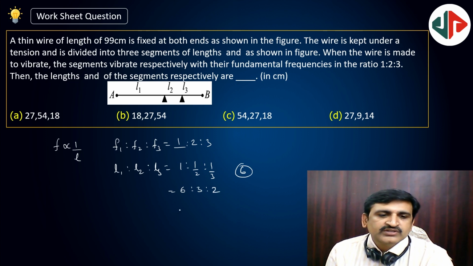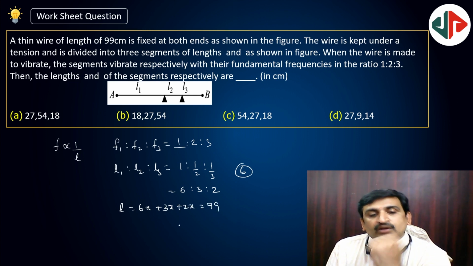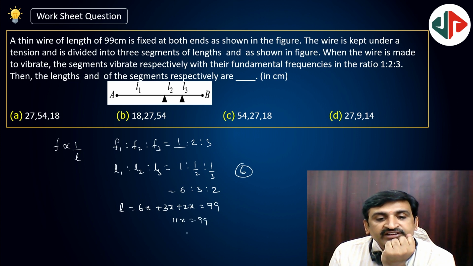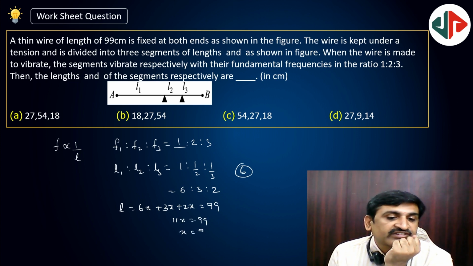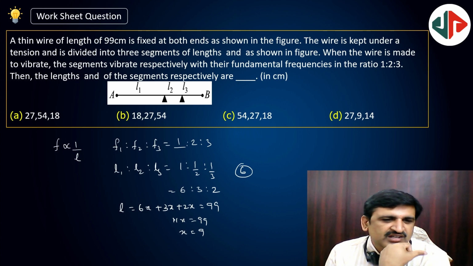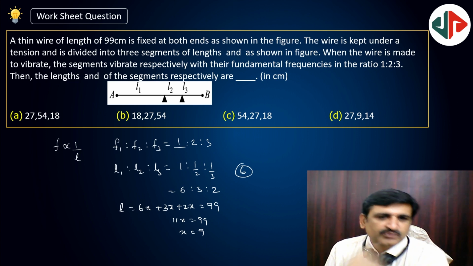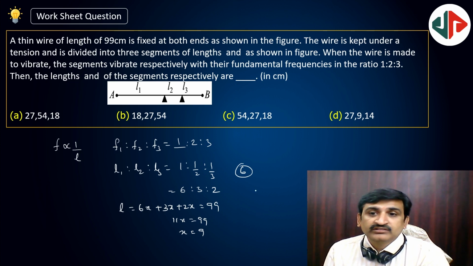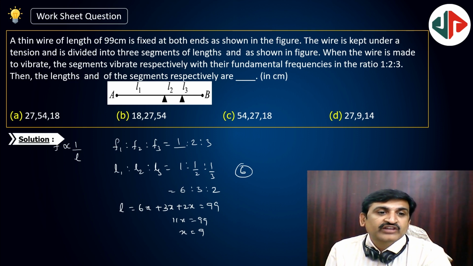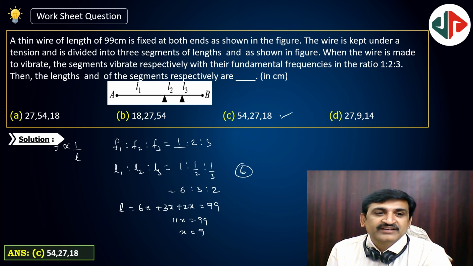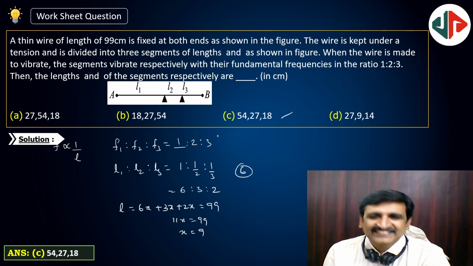So total length will be L is equal to 6x plus 3x plus 2x is equal to 99. So 11x is equal to 99, so x is equal to 99 by 11, which is 9. Implies 6x will become 54. Longest one is 54, so the first segment is 54. Yes, C option. B and C are close, so you should be very careful.